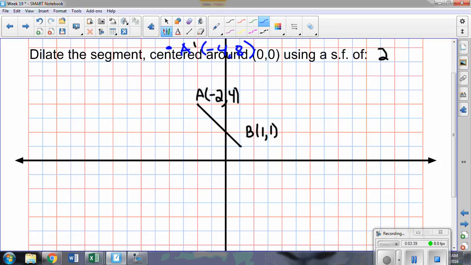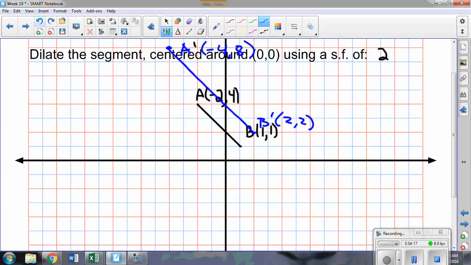Once again, I want to emphasize this, and I'll erase this in a second. A gap of 2 to the left was increased to a gap of 4. The gap of up 4 was increased to a gap of up 8. Those gaps are getting made bigger by our scale factor of 2. And let's also move point B. Point 2, 2. So B prime is located at 2, 2. And we could simply connect the dots, connect those points, and we create our segment.